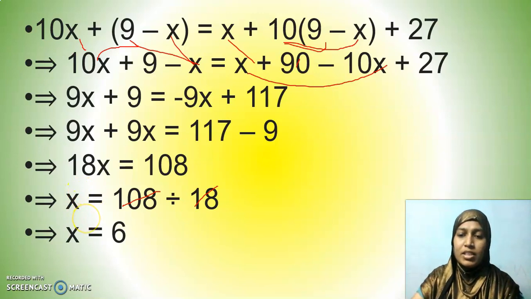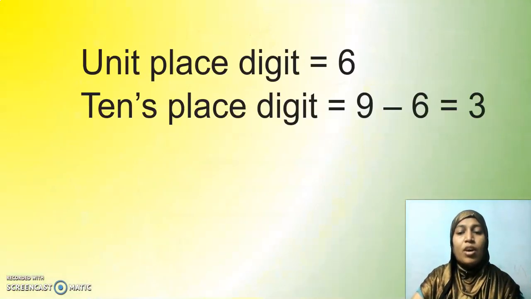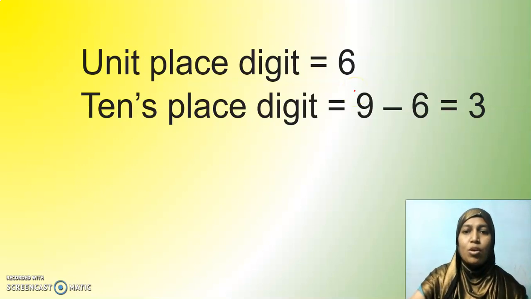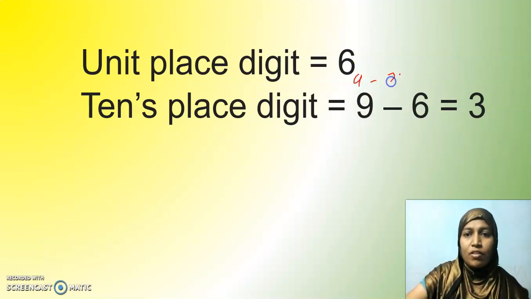So what will be its tens digit? What did I write in the table in the tens digit? 9 minus x, isn't it? So I have to find the value of the tens place digit also. Units place digit is 6. Tens place digit is 9 minus x. That is what we wrote in that table. 9 minus x. Just now I found the value of x. It is 6. So we get 3.